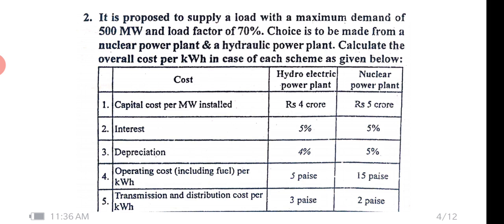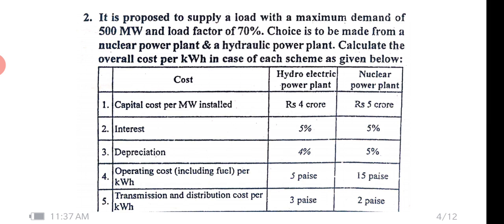So there are two types of power plants. One is hydro power plant and second is nuclear power plant. Okay, the table is given here. So we have to make a choice from where you have to buy the power, because we will buy the power where the cost is the least. Correct? Now you see the table.